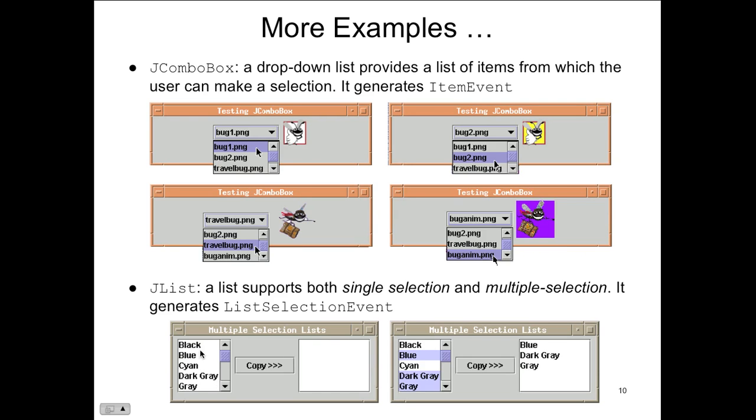And then the JList, a little bit of multiple. This is a single selection. This can be a multiple selection. I can also create a sublist from it. So JList is a separate list. It supports a single selection or multiple selection. It generates a list selection event when you actually select it. So we have the multiple select or single select. The combo box is generally a single selection item.